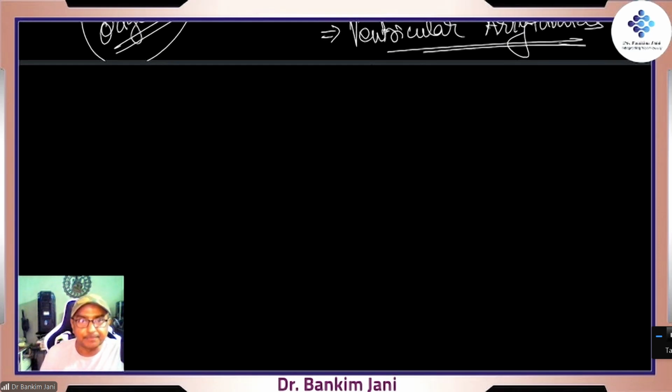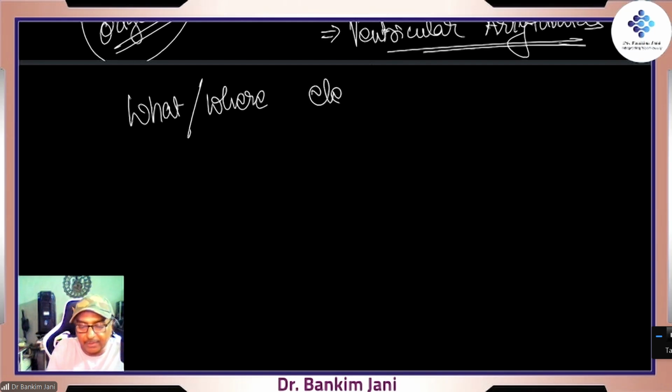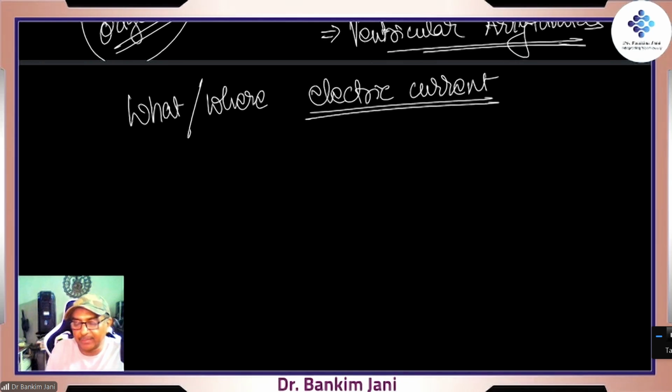The next one is why these things should occur. When a heart is beating very comfortably, why are there some changes? This is what is called the etiology behind any of the cardiac arrhythmias, right? What can go wrong? What and where can go wrong with that electric current, because the game is entirely of electric current, right?